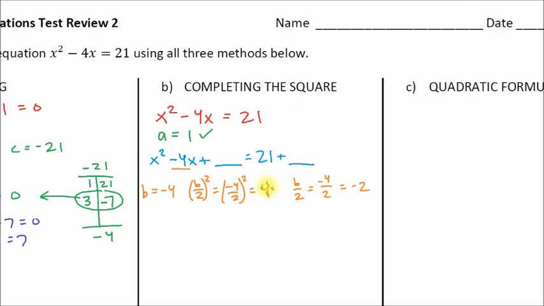Alright, so just in case we have a little misunderstanding here, this 4, the b over 2 squared, that's what goes in our blank space. That's what completes the square.